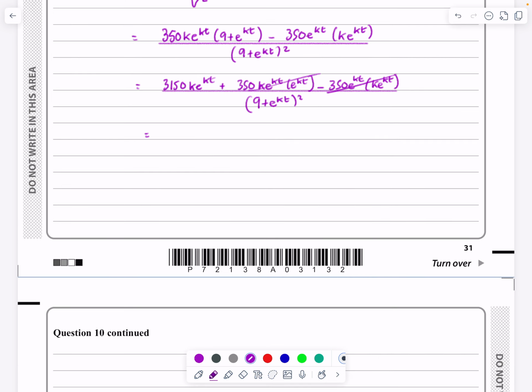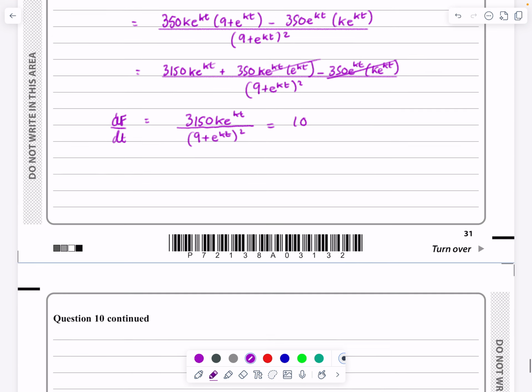I'll just write that down then. So that's 3150 k e to the kt all over my 9 plus e to the kt squared. I'm continually checking back to make sure I'm just not copying anything down wrong from one line to the next line. So this is df by dt, and we now know that that's equal to 10 here.